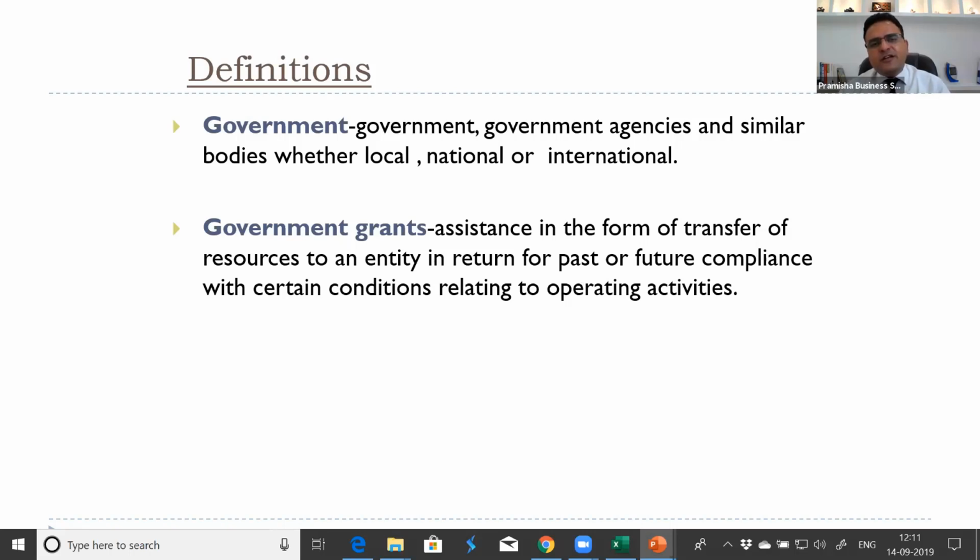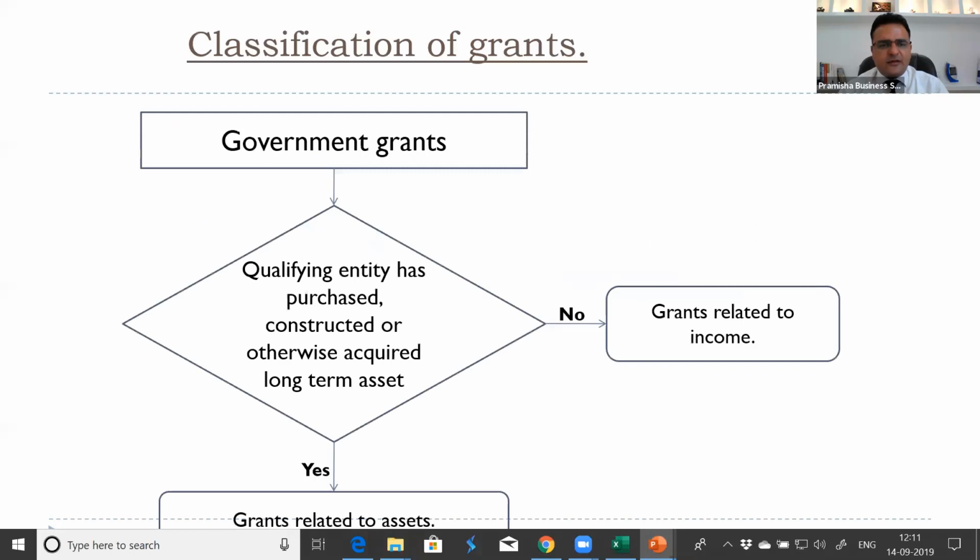Government here can be government agencies, government bodies, local or national, not necessarily the ruling government. Government assistance is in the form of transfer of resources to an entity in return for past or future compliance with certain conditions relating to operating activities. If they met all the conditions which make them eligible to receive the grant, the entity can record a grant receivable in their books. If it is unconditional and they do not have to return it, they can show it as income directly. It has to be a qualifying asset which the entity has purchased, constructed, or otherwise acquired. It can be related to assets, or related to income, meaning they are incurring an expenditure which is eligible for the grant, or a capital expenditure which is eligible for the grant. So revenue expenditure goes directly into P&L, while capital expenditure is dealt with as grants related to assets.